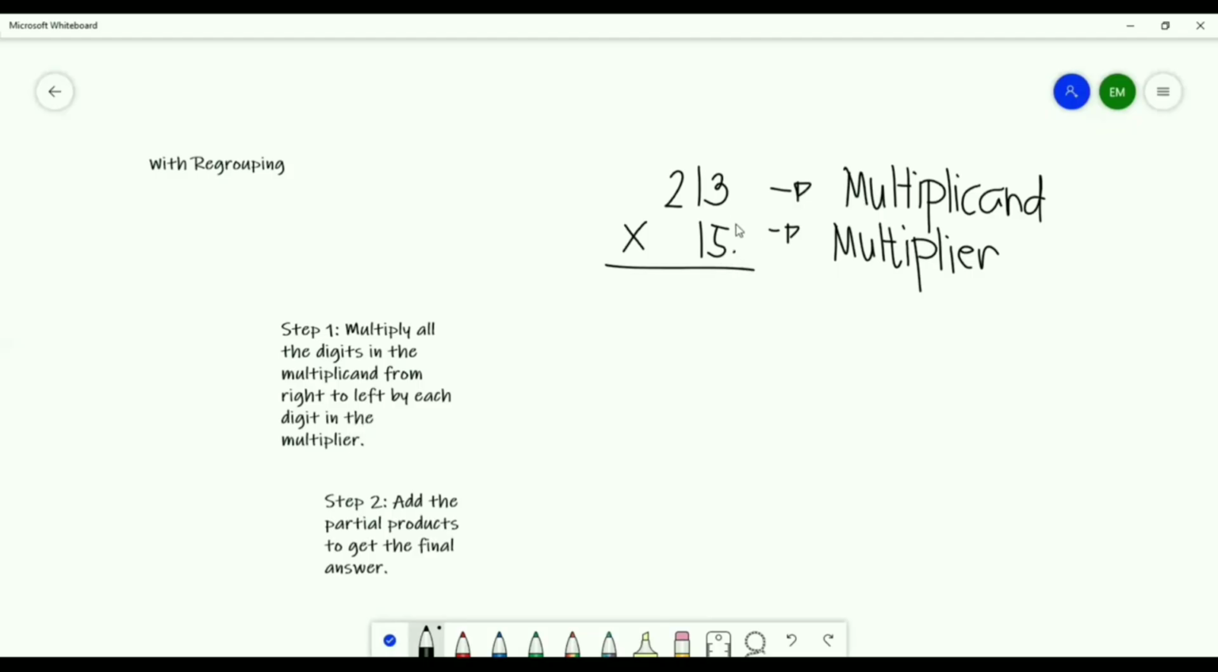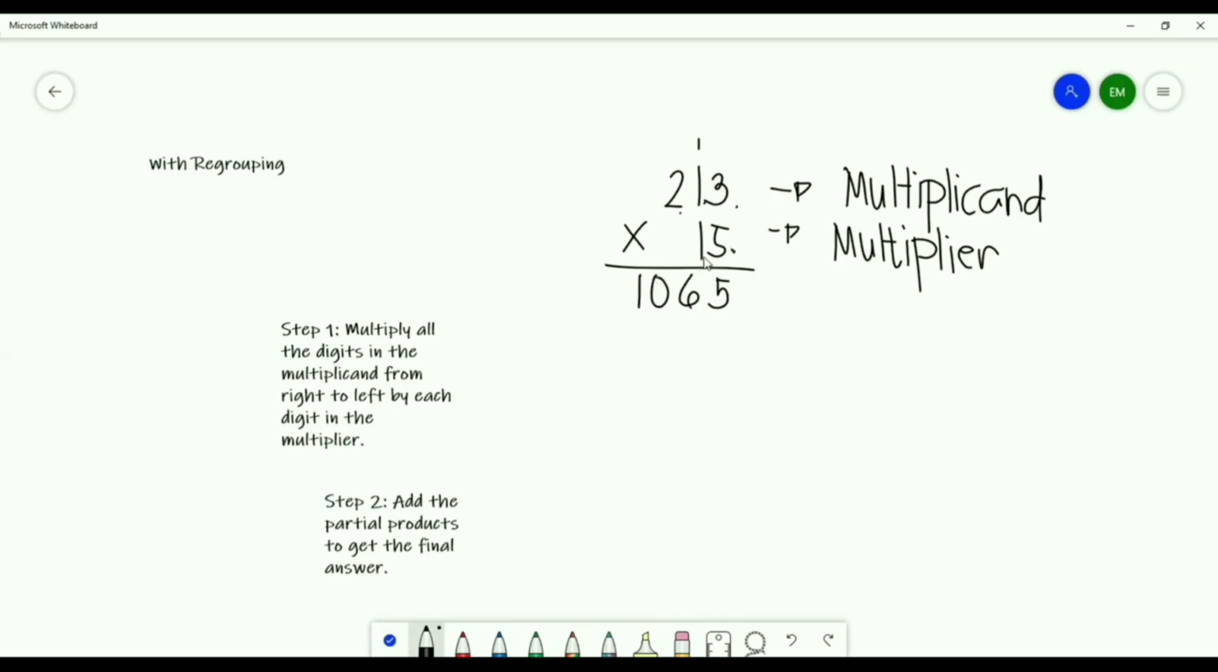So we have here 5 times 3 is equal to 15. We write here 5 and then carry 1. 5 times 1 is equal to 5 plus 1 is equal to 6. 5 times 2 is equal to 10.